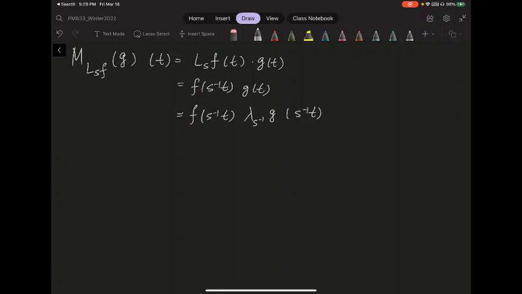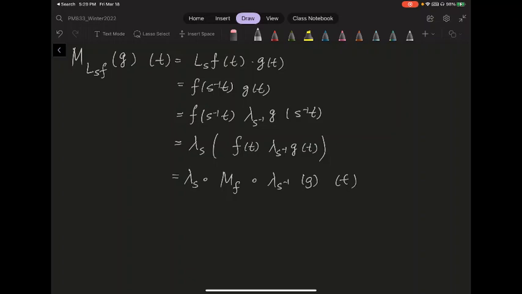But in any case, you can now treat it as you left translate this whole thing. Okay, you left translate this whole thing, f of t times lambda s inverse g of t. So what you end up with is basically a composition of these functions. You translate your g by s inverse first, and then you multiply by f, and then you left translate everything by s again.